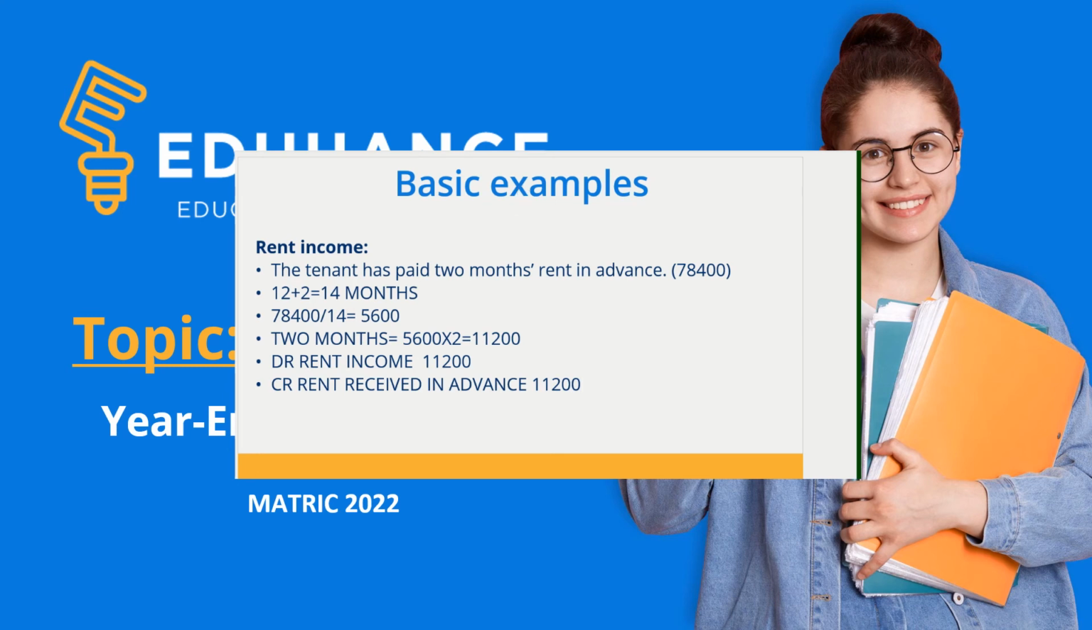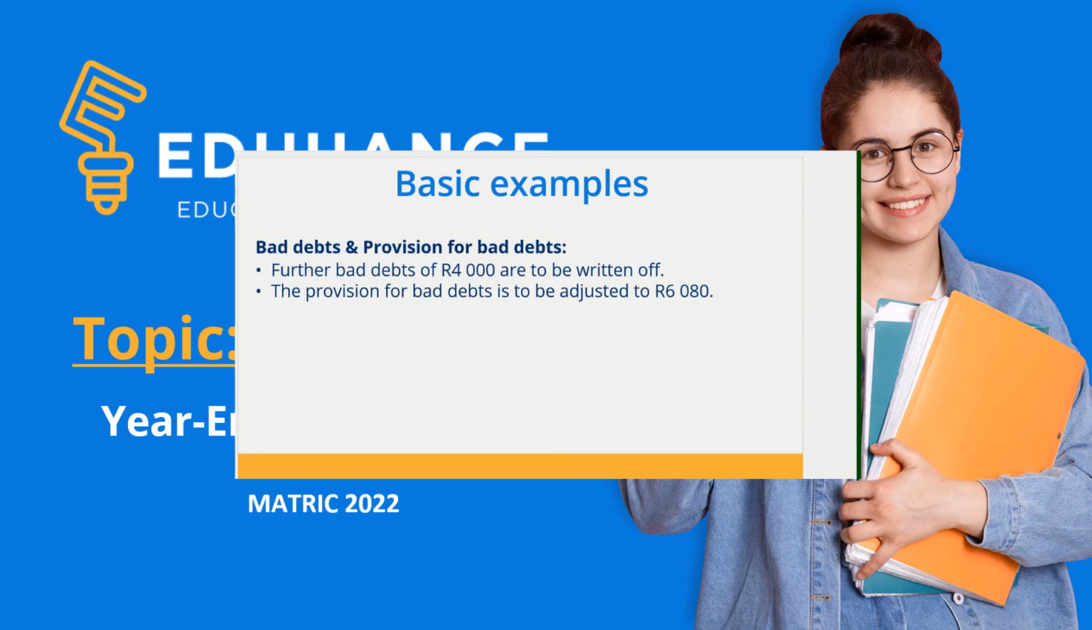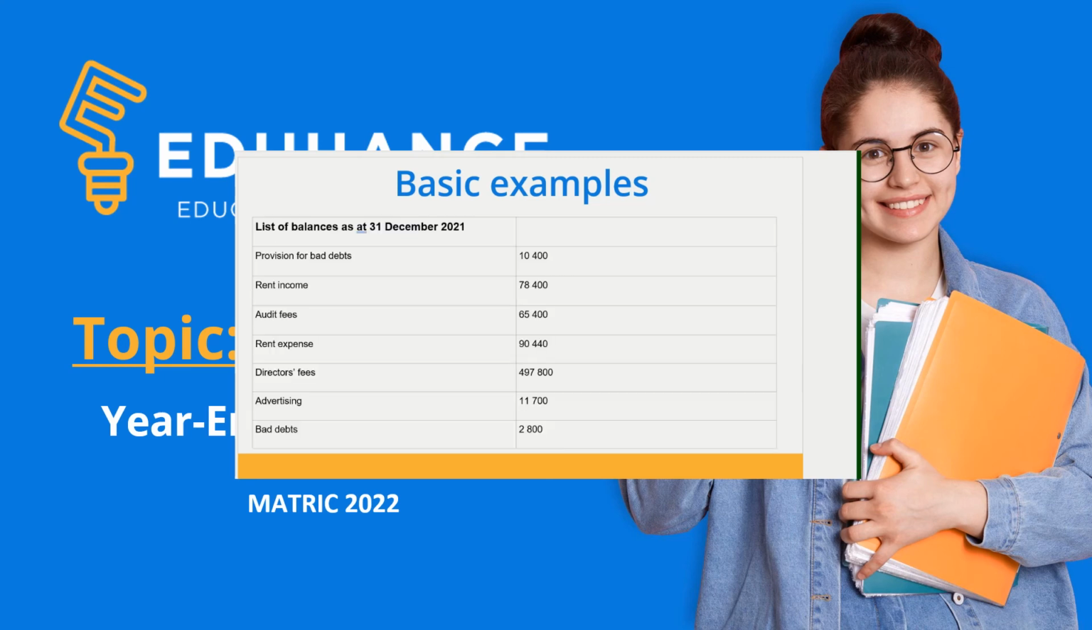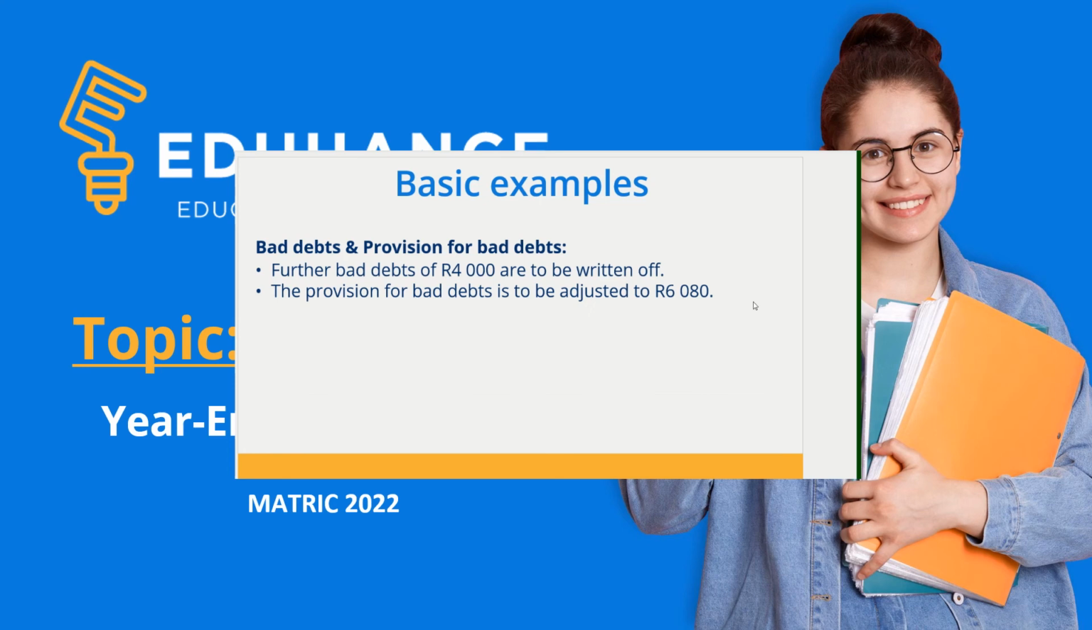Now we're going to move on to our final example, which I've said we will cover before when we discuss different types of adjustments, and this is bad debts and provision for bad debts. So in our totals, we have a current bad debt of 2,800 and a provision for bad debt of 10,400. I'm just going to put the balances in brackets.